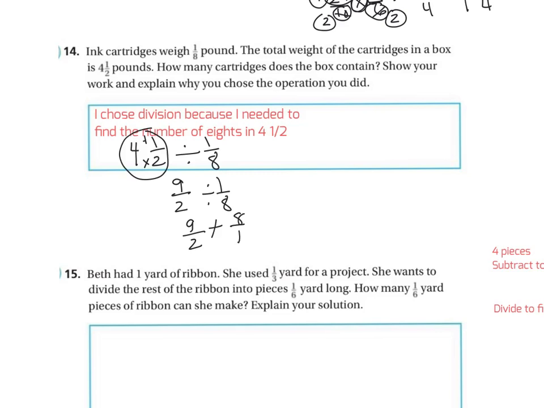Looking to see if I can cross cancel. I can't with the 9 and the 1, but I can with the 2 and the 8. 2 goes into 2 one time, 2 goes into 8 4 times. So I have 9 times 4, which is 36, and 1 times 1, which is 1, or 36. So my answer is 36 cartridges.